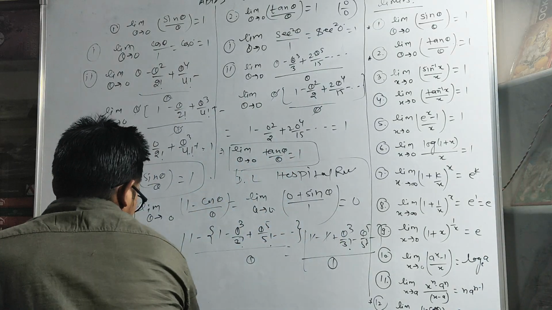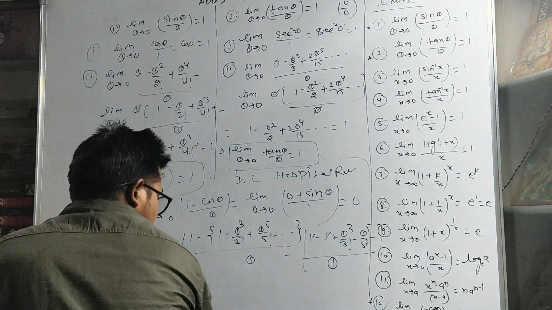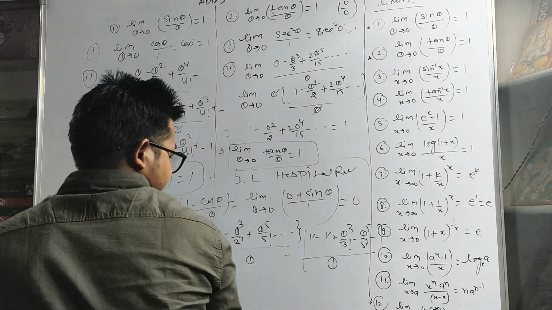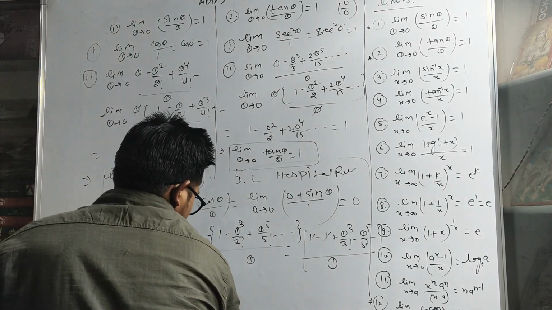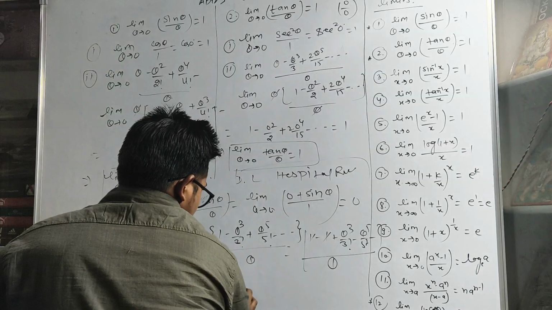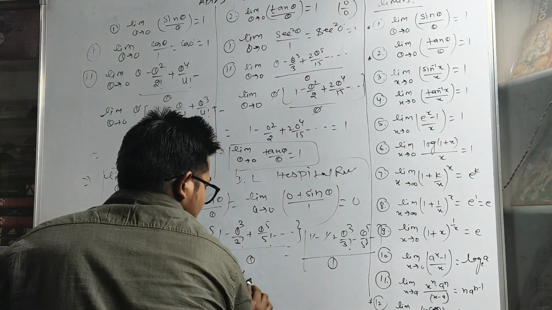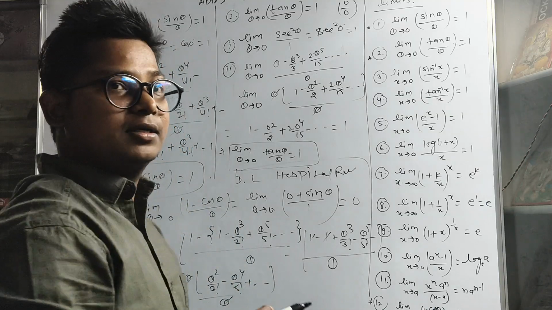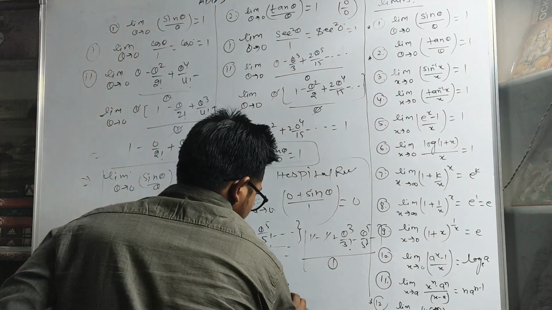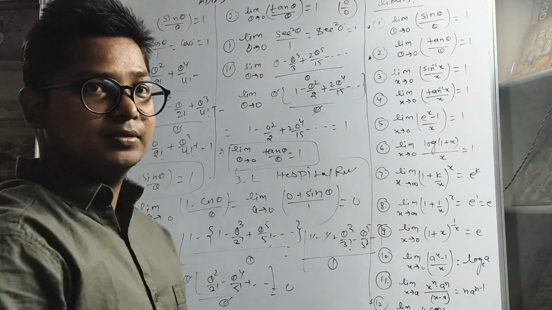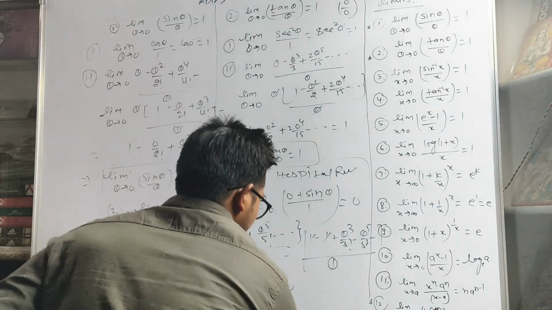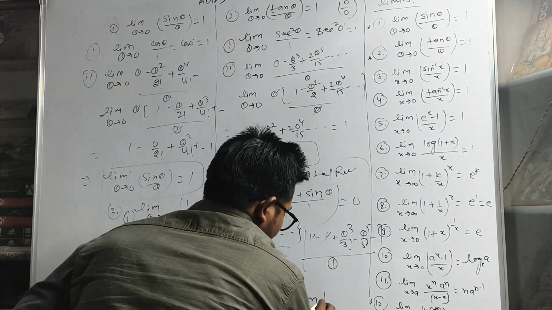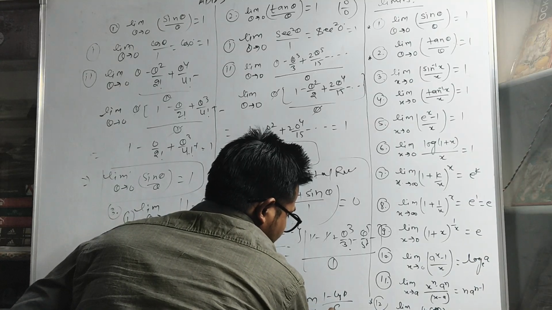Now finally we have limit theta tending to 0. If we take theta as common, then we will have theta upon factorial 2 minus theta cube upon factorial 4 plus and so on. If you take limit here, finally we have 0, because all the terms will be 0 after taking limit. So finally we have limit theta tending to 0 1 minus cos theta upon theta equal to 0.